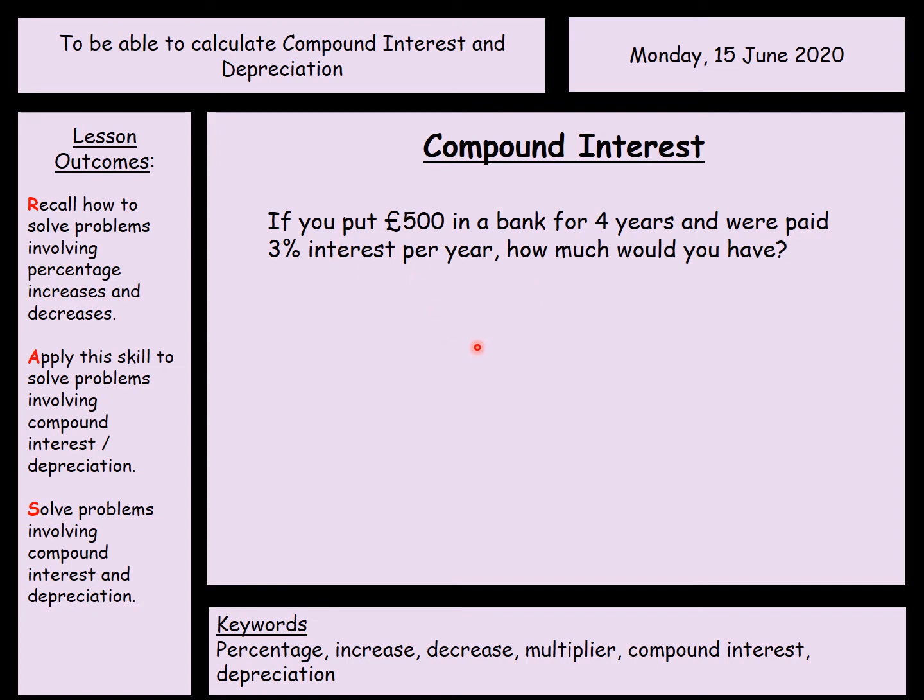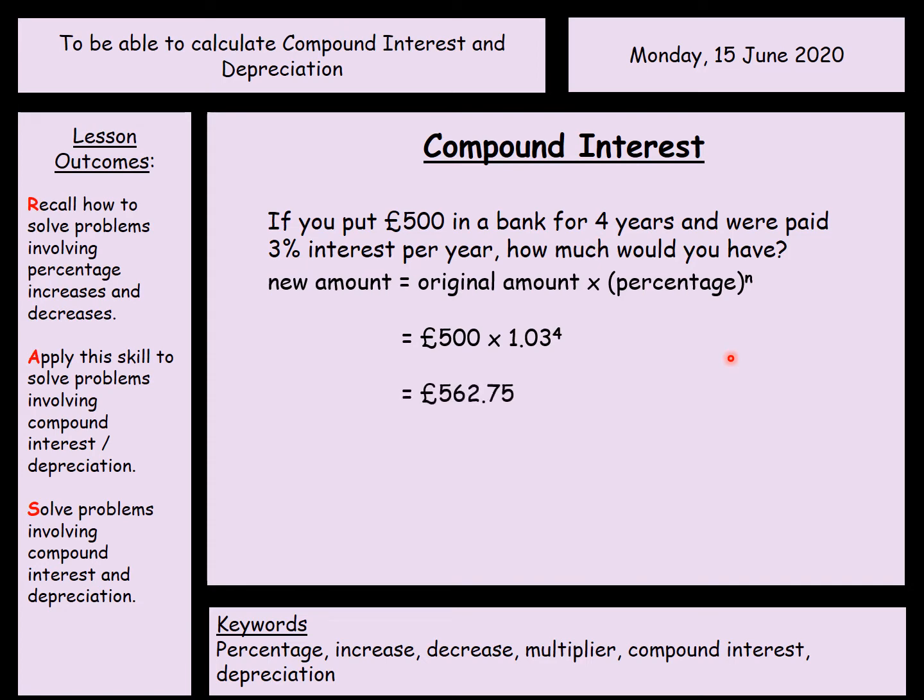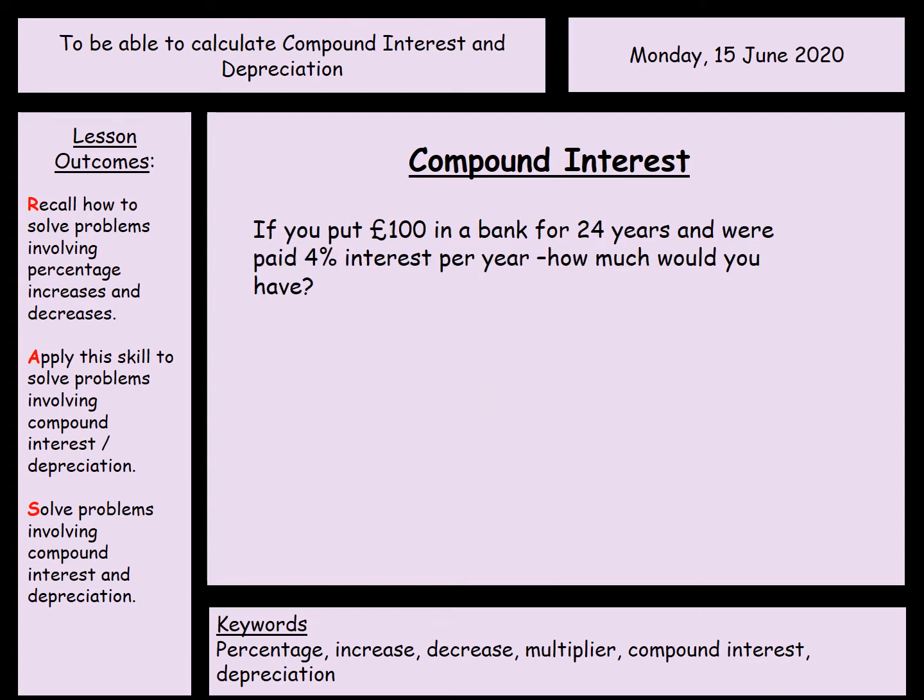If we were going to calculate the answer to this, so 500, 3% a year for 4 years, you would do new amount is your original times your percentage multiplier to the power of n, where n is the number of years. So 500 times 1.03 to the power of 4. 1.03 because it's your 3%, 4 because it's your 4 years. Be careful when you're rounding, it is money, so we're rounding to 2 decimal places, so take extra care there and make sure you just leave it to 2 and not round to the nearest 10p or something like that.